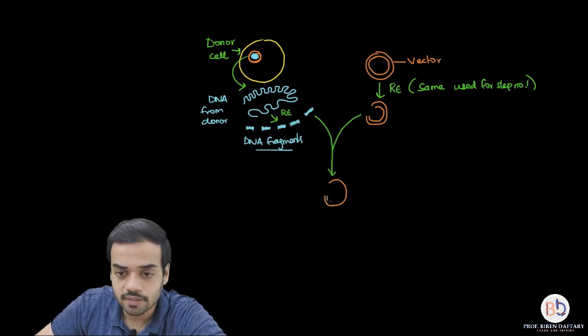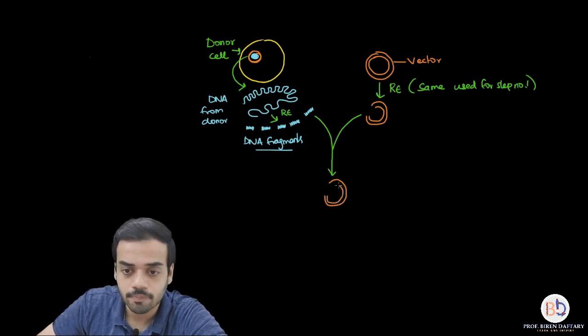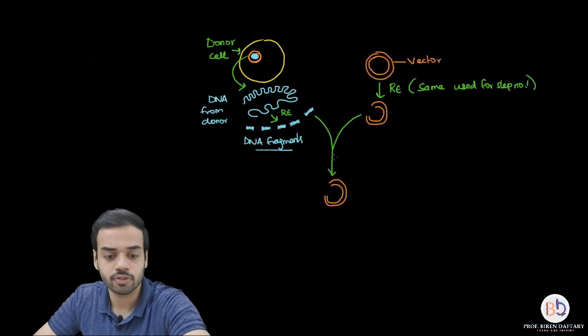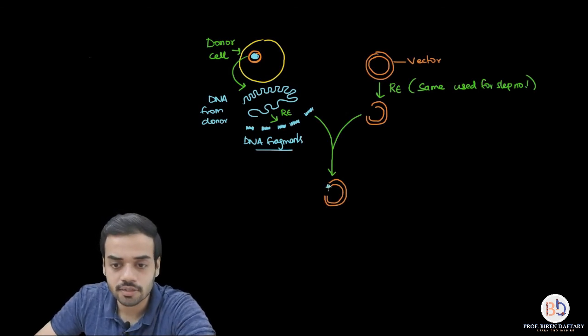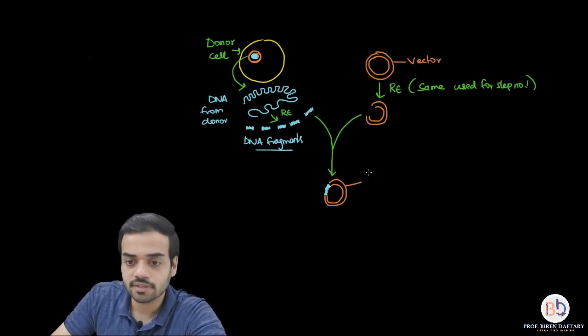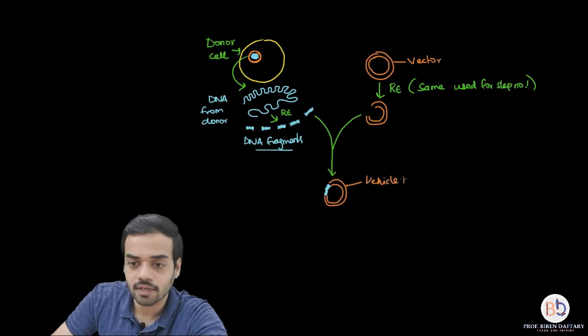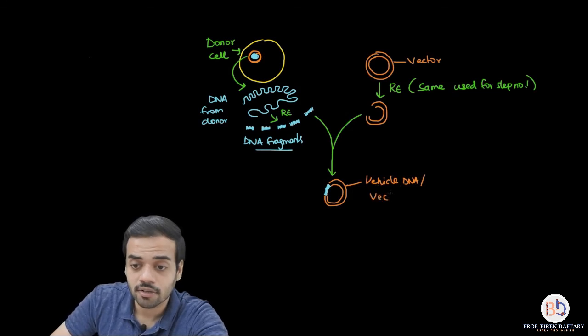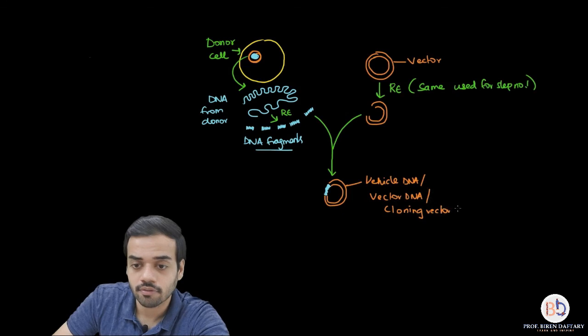Is this clear? This is the vector or the plasmid, whatever you want to say, and this is the required DNA or the passenger DNA. If you want, I will label. This is called the vehicle DNA, or it is also called vector DNA, or it is also called cloning vector.